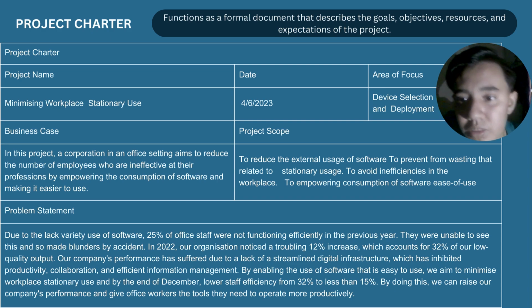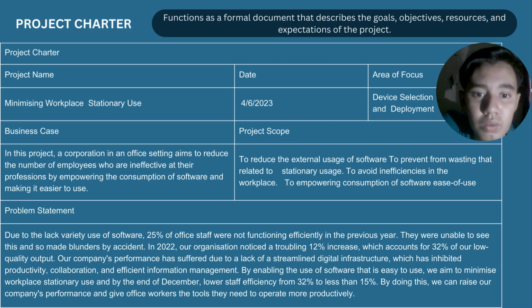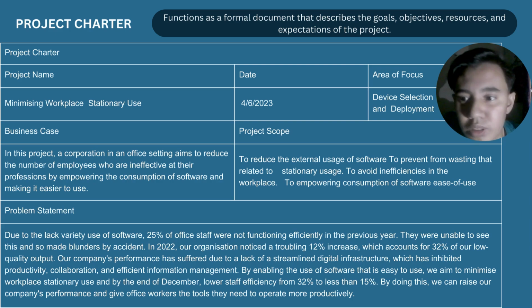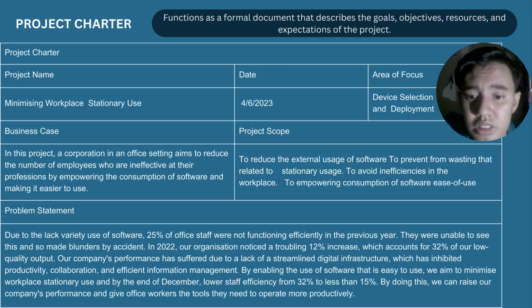For my project, I will only focus on the important things. For the project name, minimizing workplace stationery use. For the business case, the project aims to reduce ineffective employees in an office setting by promoting software usage and making it easier to use. For the scope, the goal is to minimize external software usage, prevent waste from stationery usage, avoid workplace inefficiencies, and promote easy to use software consumption.